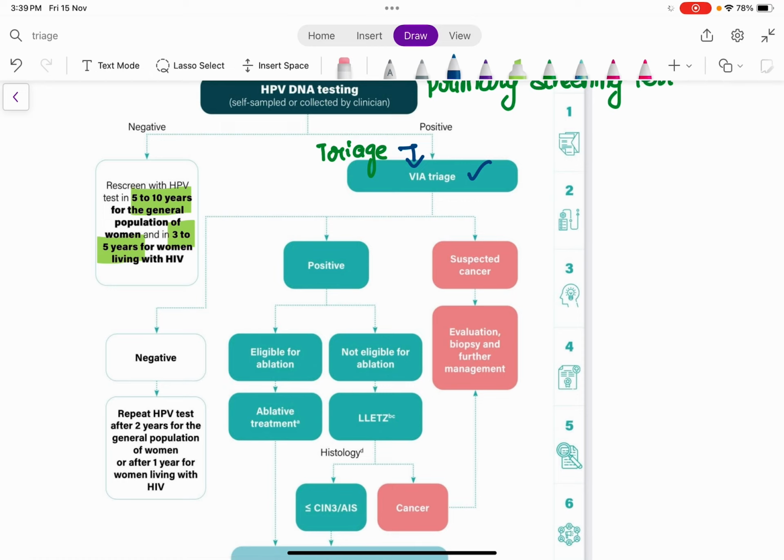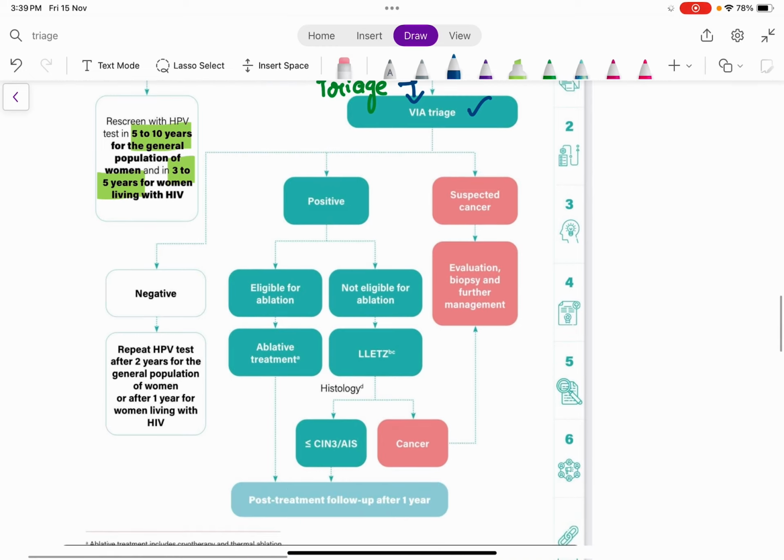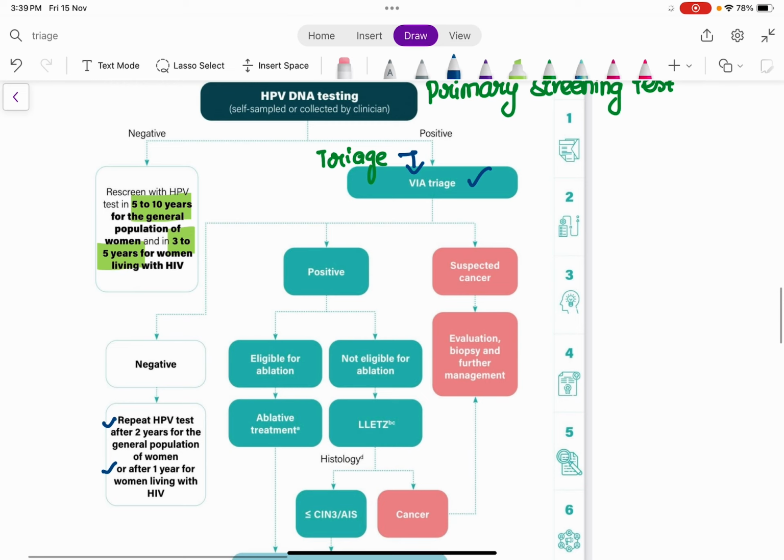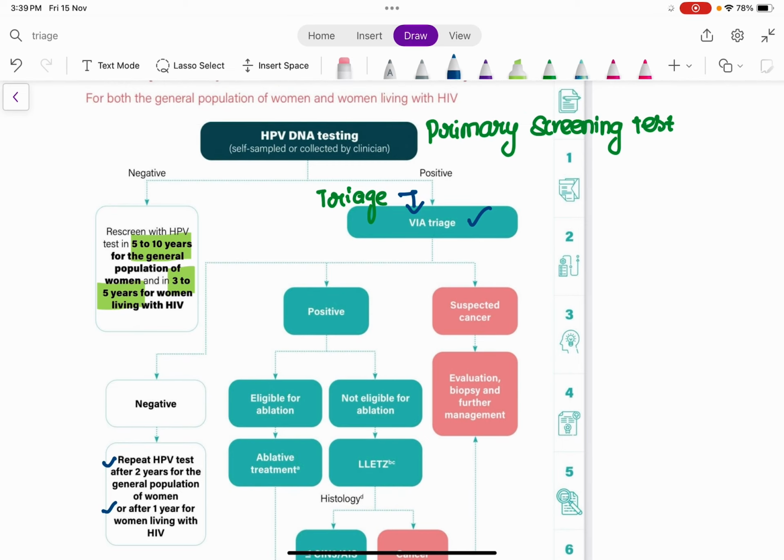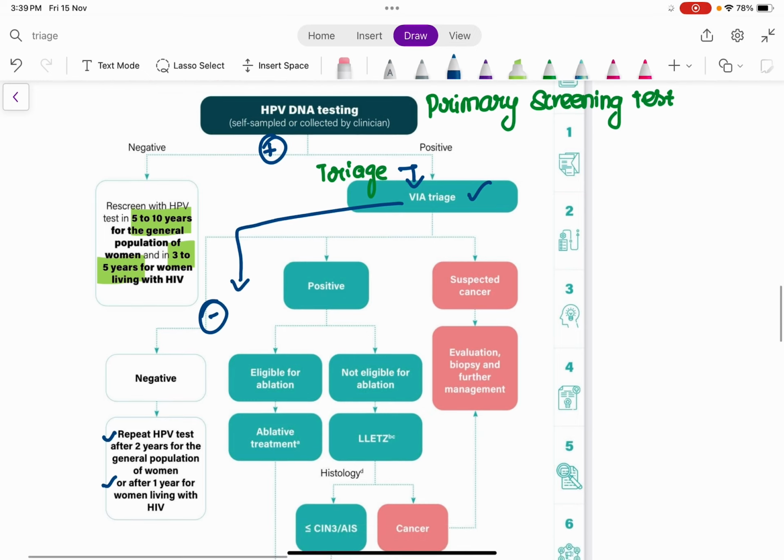So the reports can either be positive, negative, or suspicion of cancer. Any cases of suspected cancer, you go for further evaluation, biopsy, and based on the reports of biopsy, the further management for the patient will be decided. If it comes out to be negative, you repeat the HPV test after 2 years for the general population and after 1 year for HIV positive patients, because the primary screening test is positive but the VIA triage test comes out to be negative.